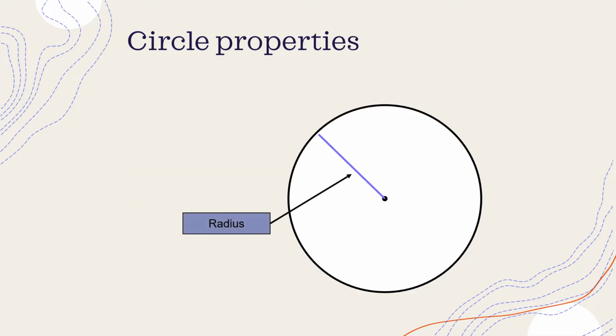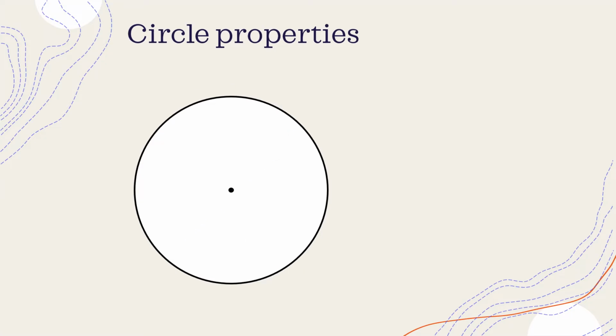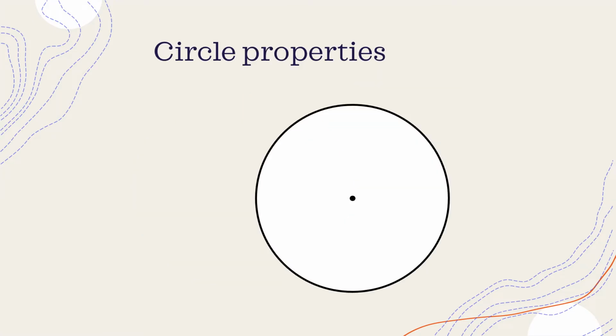Next is the radius. Radius is a straight line joining the center to the circumference. Then the diameter. Diameter is a straight line going straight through the center of a circle and touching the circumference at each end. Here we're going to discuss the arc. An arc is a section of the circumference. This is about the chord. A chord is a straight line joining any two points of the circumference, and it is not going through the middle. So diameter is not considered a chord. Anything below the diameter, on either side, is considered a chord.